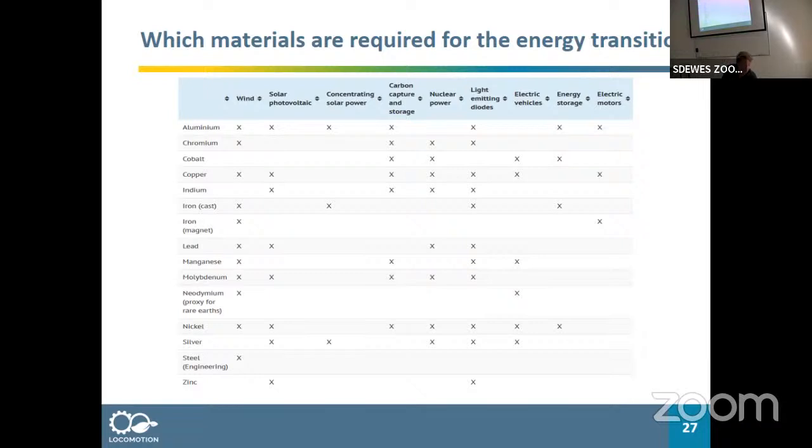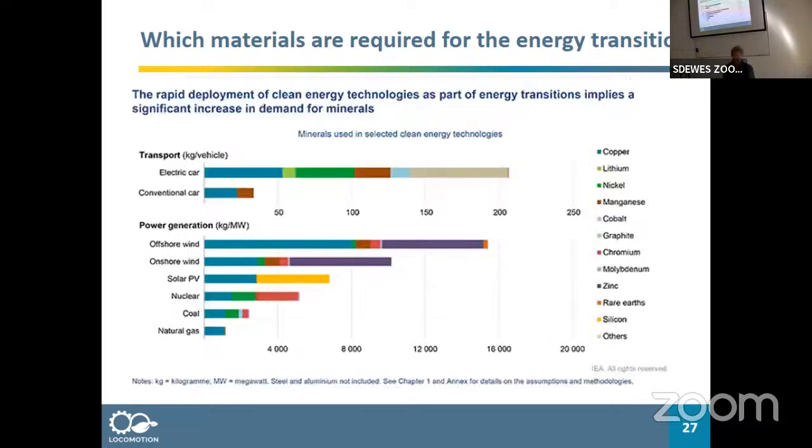Yeah, but here you can see an overview. I think that will be better when you have the presentation checked, which kind of materials, instead of me reading this to you. But there's a lot of materials required in different kinds of technologies, and we can see also a trend here when we compare, for example, conventional car material requirements versus electric car material requirements.